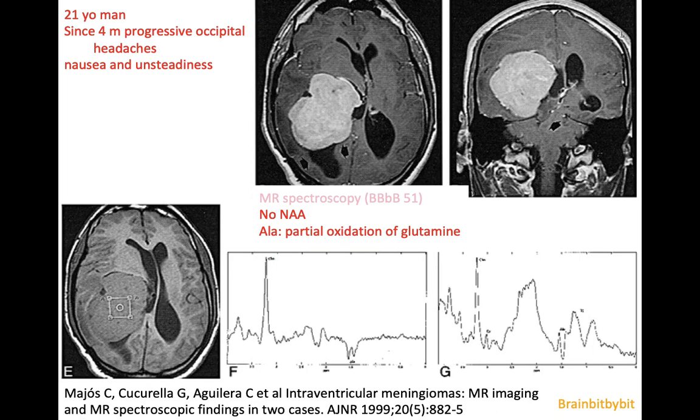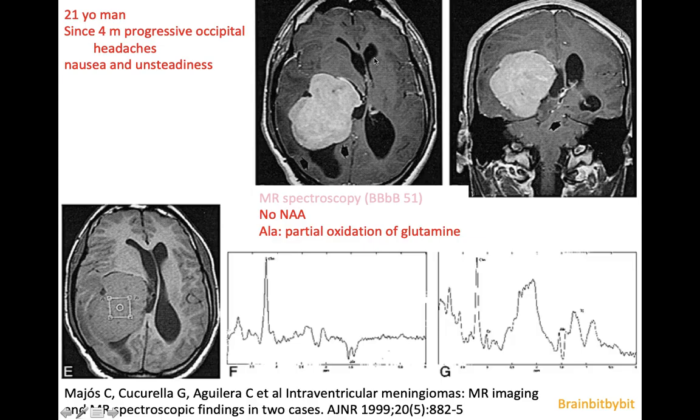And you can also do spectroscopy, especially if you have an intraventricular mass in the trigone in a patient under 40. And intraventricular meningiomas have no NAA, of course, because there is no neuronal tissue. And they have an increased alanine, so an alanine peak, and that's caused by partial oxidation of glutamine. But this alanine peak is not specific. You can also see that in, for example, a central neurocytoma, but central neurocytomas occur more in the frontal region near the septum pellucidum.